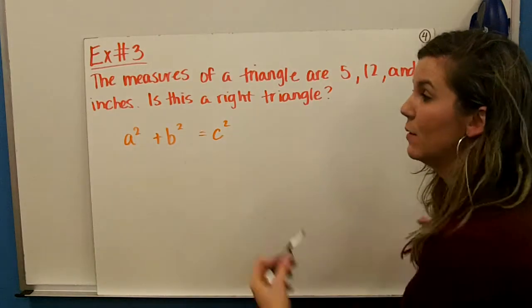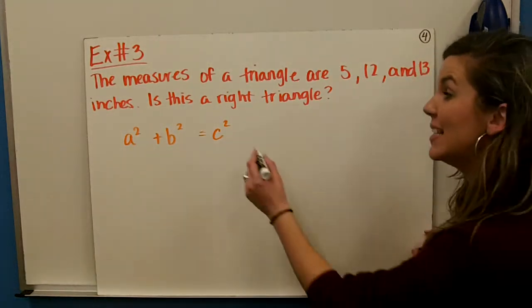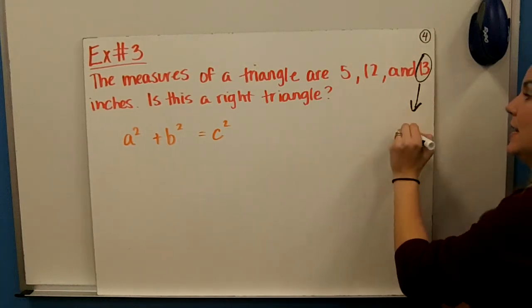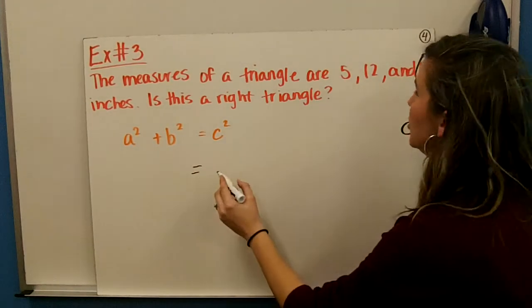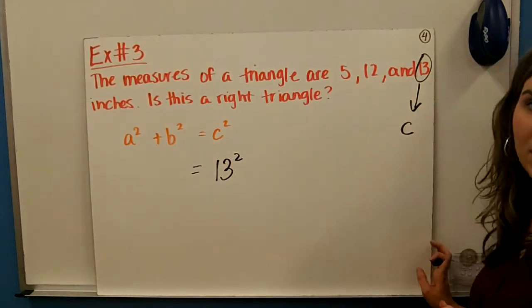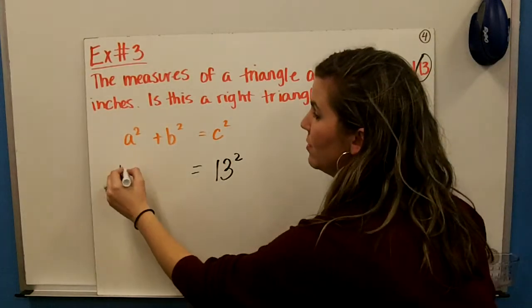Now, how do you identify which ones are A, B, and C? Well, C is always the longest side, so 13 is C. The other two, the order doesn't matter. You can make either one A or B. So I'm just going to do them in order.